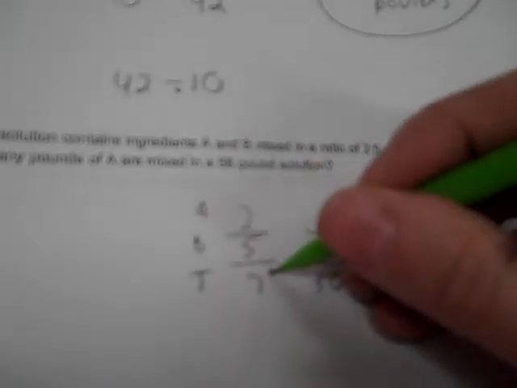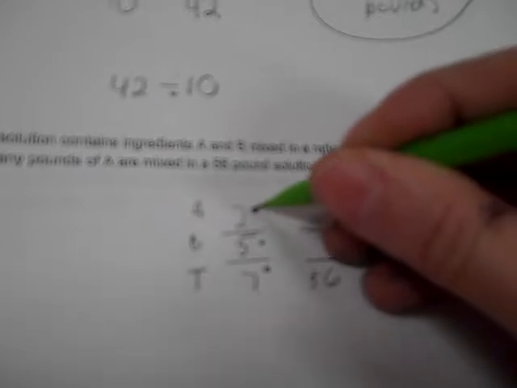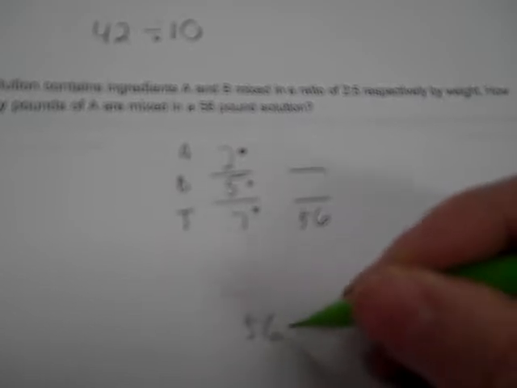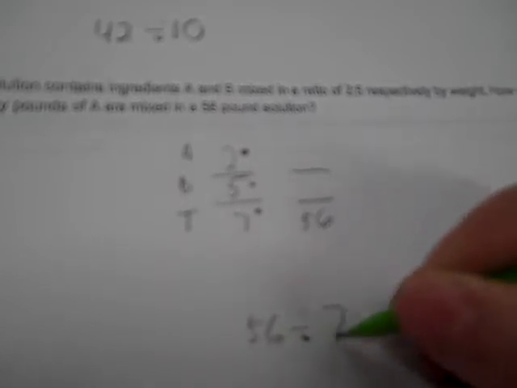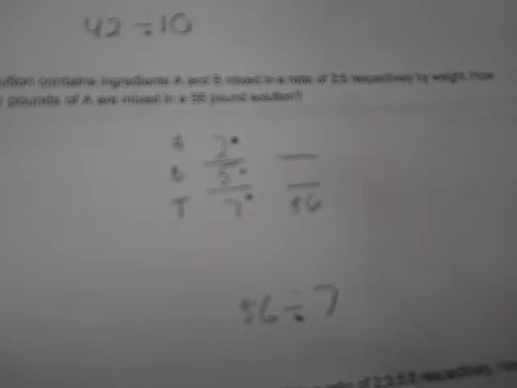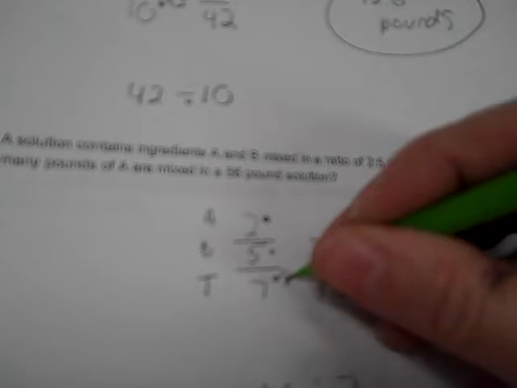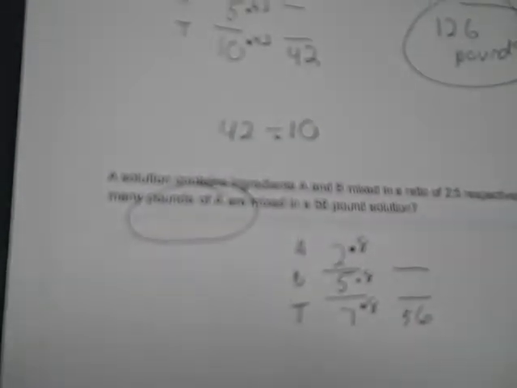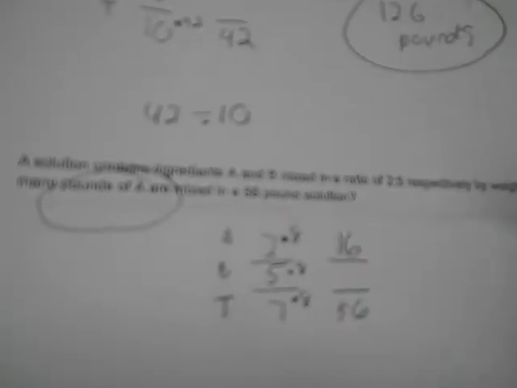So you got to find out what you're multiplying these by, okay? Well, if you don't know that, you can take 56 and do the opposite of times and divide by 7. So 56 divided by 7 is 8, okay? So you're going to multiply all of these by 8, but you just have to find how many pounds of A. So 2 times 8 is 16, and that's your answer. There's 16 pounds of A in the mix. Now you can find B, but that's not what you need to figure out.